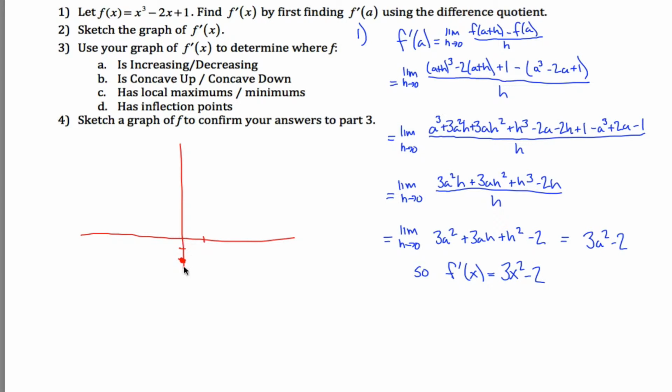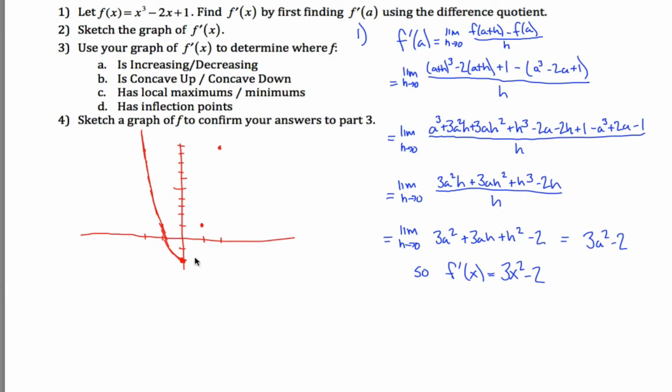So if I plug in 0, negative 2 comes out. If I plug in 1, then positive 1 comes out. And if I plug in 2, 2 squared is 4, times 3 is 12, minus 2, 10 comes out. So 1, 2, 3, 4, 5, 6, 7, 8, 9, 10. And there's some nice symmetry going on with this parabola: when I plug in -1, +1 comes out, and when I plug in -2, +10 comes out. So what I end up with is a graph that looks something like this.